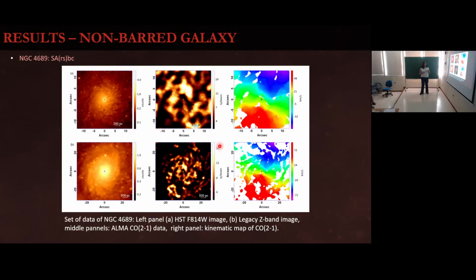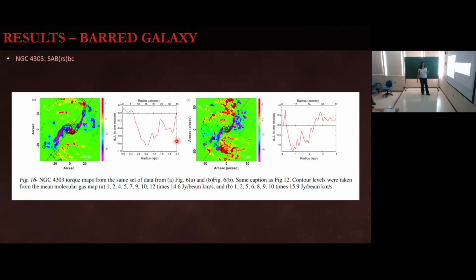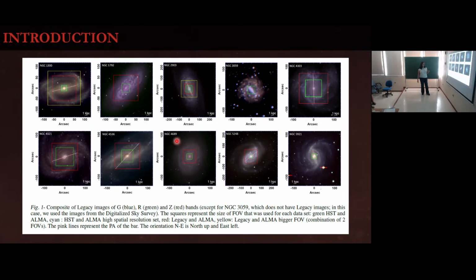Now, the non-barred galaxies. This is the best example that we got from the non-barred galaxies, which were only 2 of them. We have the HST images, and ALMA is the same data. And here in different fields of view, you can see in this image here, 4689. So we have the legacy data comprising only this field of view, and the HST, which is a little bit smaller in the center.